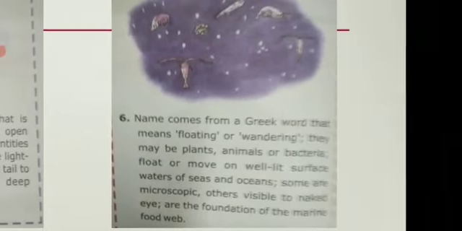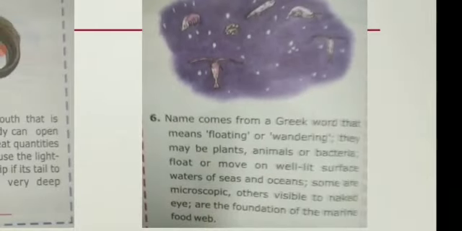The next one, sixth one, its name comes from the Greek word meaning floating or wandering. Based on the Greek word, the name is given. It floats, and mostly it can be plants, animals or bacteria, and it floats on the surface of seas and oceans. Some are visible to us with our naked eye, but most of these are microscopic. By using a microscope, it can be observed.